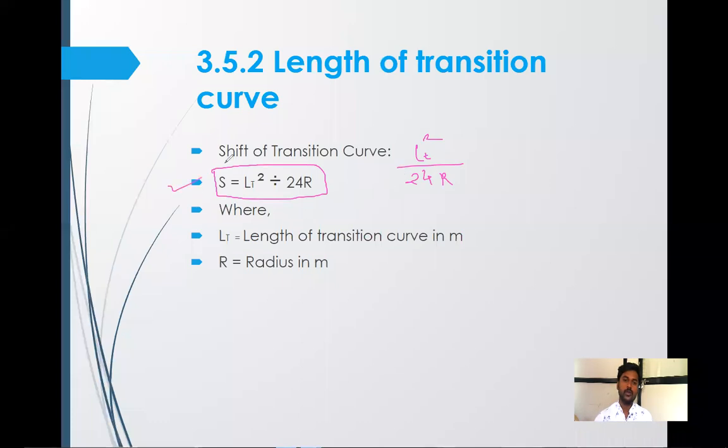This is also a formula required whenever we are solving problems. We will see how to find the shift of the curve depending on this formula at the time of solving the problems. The shift of the transition curve is calculated as LT squared divided by 24R, where LT is the length of the transition curve and R is the radius of the curve in meters.